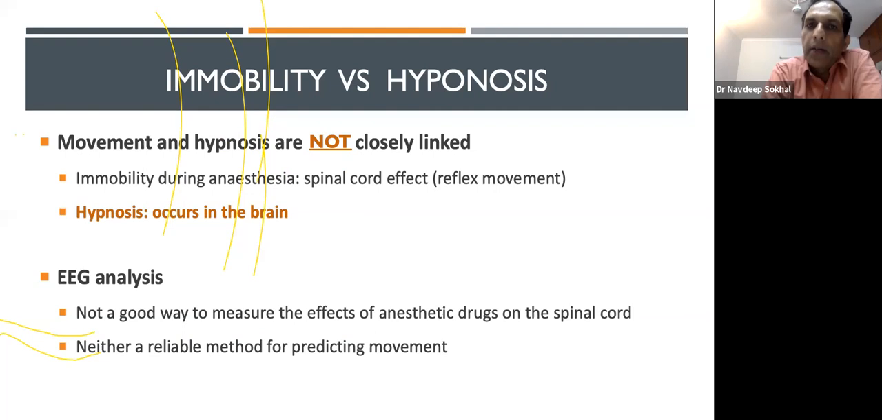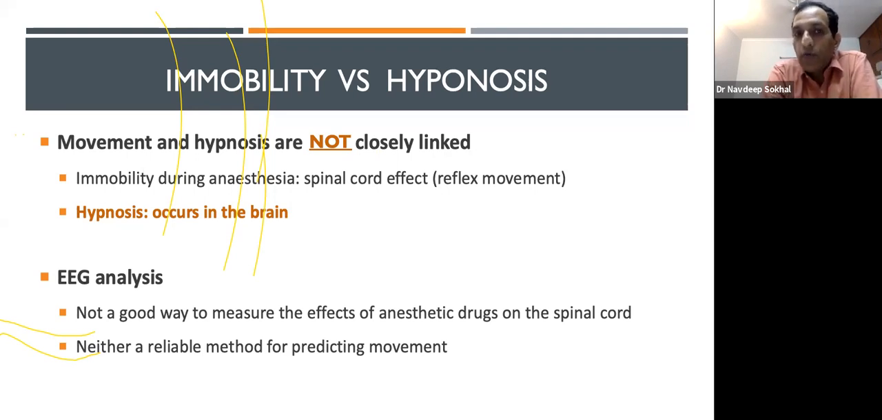One more component which we should be able to understand is immobility and hypnosis. Remember, I told you that with EEG, what we are monitoring is the electrical activity from the brain. And we are actually trying to quantify the hypnosis. Okay. But hypnosis is not equivalent to immobility. We have to remember that. A patient who is adequately anesthetized, that means he has got hypnosis, he is in an adequate plane of anesthesia, may still move. So it is not a guarantee that a patient who is in the plane of 40 to 60 will not move. Immobility during anesthesia can be affected by a reflex movement from the spinal cord itself due to a stimulus.